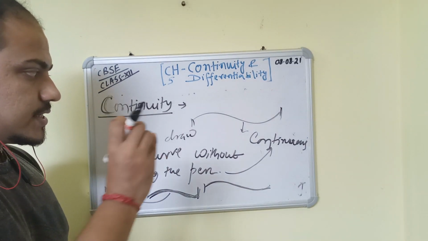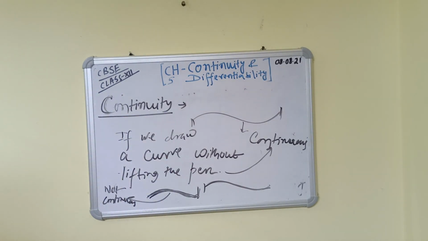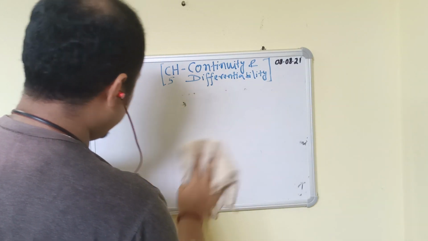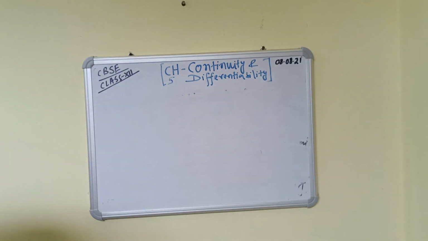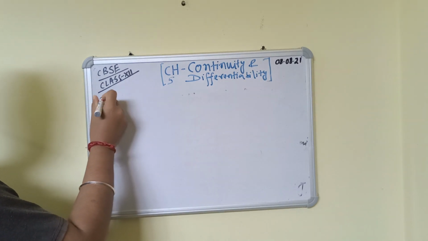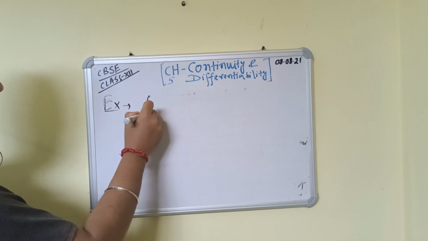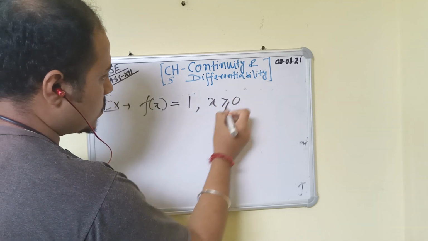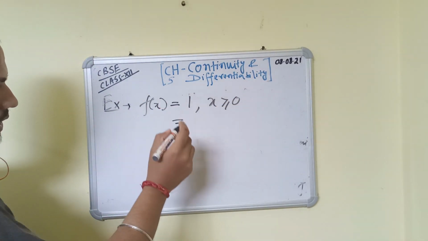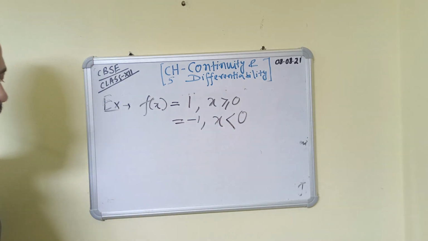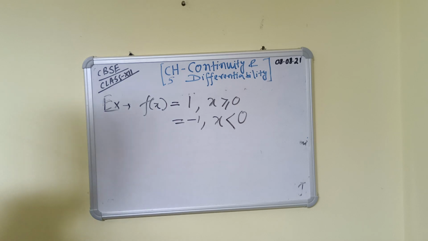Now let's take one example, and after that I will give the mathematical definition for a continuous function. Let us take f(x) equal to 1 when x is greater than or equal to 0, and equal to -1 when x is negative.